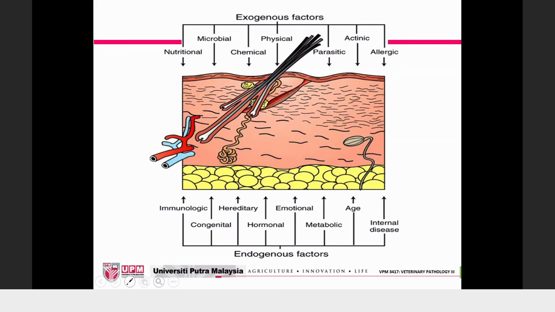Endogenous factors can be immunologic. Some people do have systemic lupus erythematosus, for example. And then congenital. Okay, congenital meaning at birth, right? Born with this condition. Okay. Don't worry so much. We'll be looking at the different types of diseases later on in the following lectures. This is just to introduce you to these certain types of factors that can influence skin diseases.